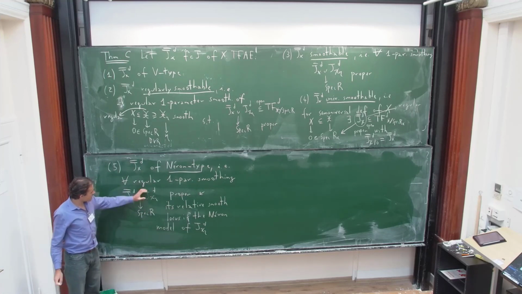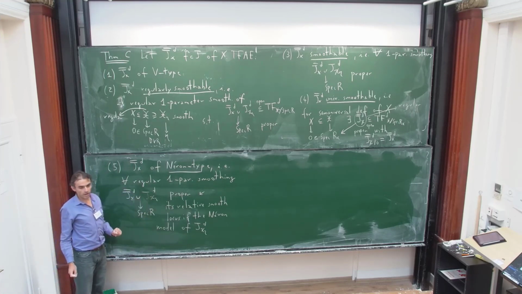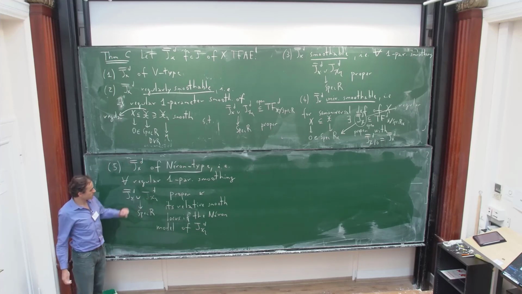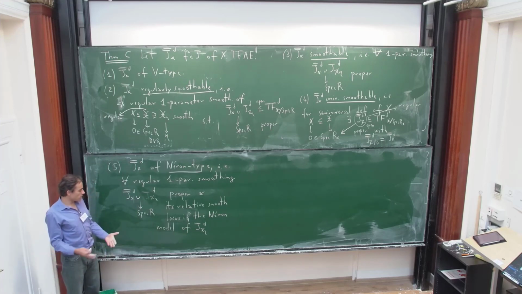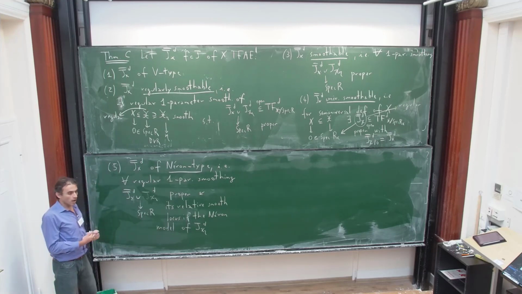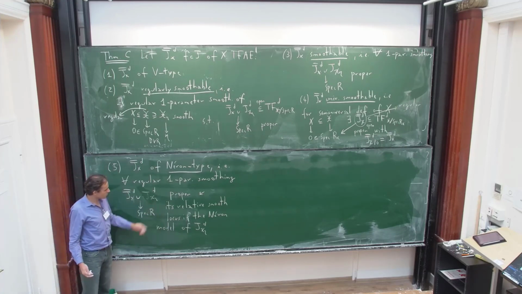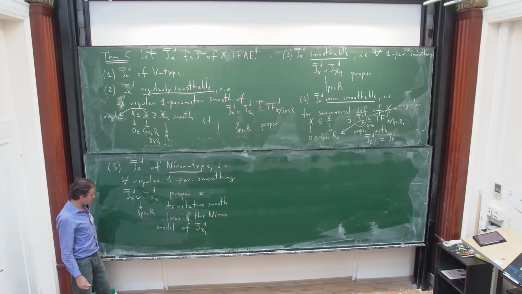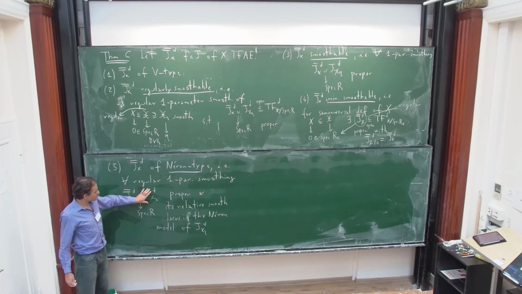Whenever you have a DVR and over the generic point you have an abelian variety or a torsor, as in this case, there is also a canonical way of extending this to a separated group scheme over Spec R, which is called the Néron model. It has a universal property. And in the case of a Jacobian, this has been described by Raynaud.